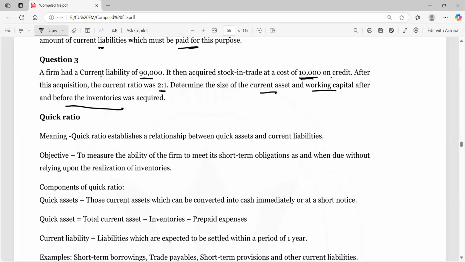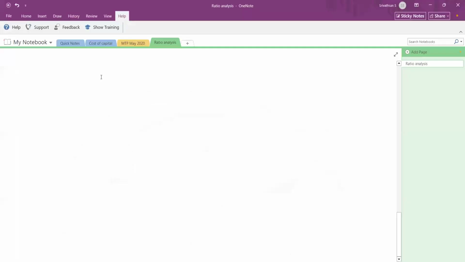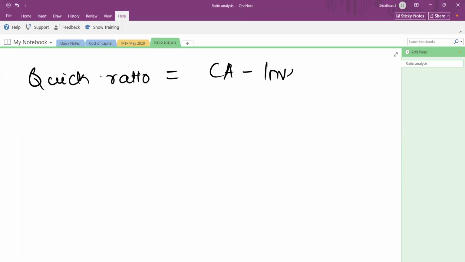Now next ratio is quick ratio. So what is the formula for calculating quick ratio? Quick ratio is equal to current asset minus inventories minus prepaid expenses divided by current liability. And you all know what is the other name for quick ratio? It is acid test ratio.